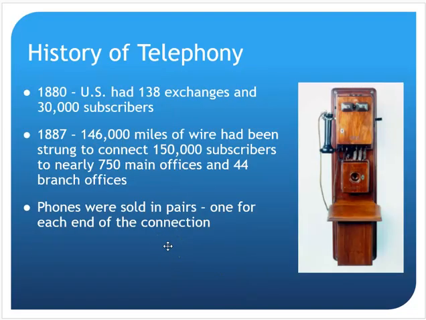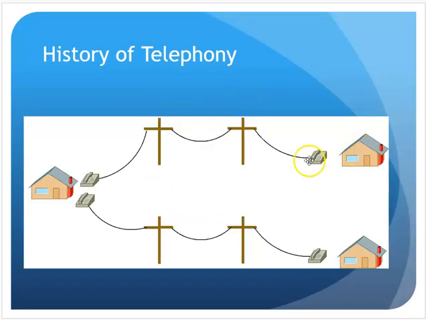1880s, a bunch of exchanges across the country. 1887, 150,000 miles of wire have been strung to 150,000 subscribers, a bunch of main offices, a bunch of branch offices. But still in those days, phones were sold in pairs. So if I wanted to call two people, I would literally have two phones, one to connect to this house, one to connect to this house. That's how it was set up at that time frame.